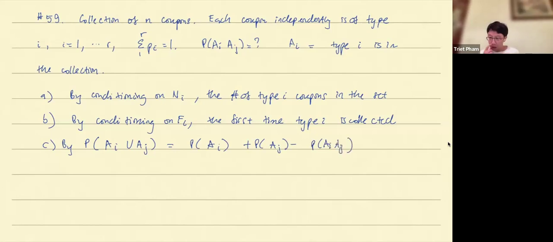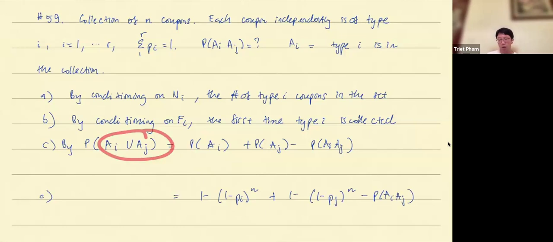Okay. So the inclusion-exclusion formula, part C, is the easiest, because basically we said P of A_i, that type i is in the collection, really is just this, because it's the complement of none of the coupons being of type i. Similarly, A_j is the following. This is what we're solving for. And then A_i or A_j is in the collection. The complement of that is A_i not and A_j not in the collection, meaning that all coupons cannot be of type i or type j.